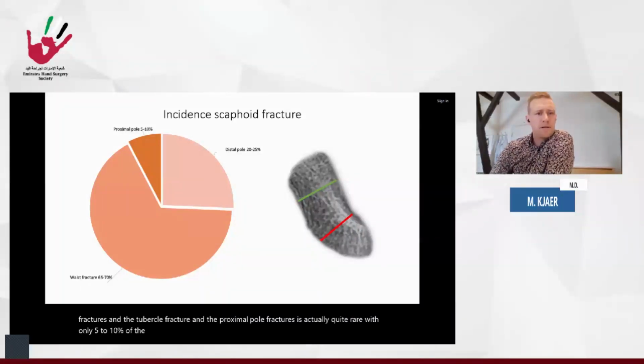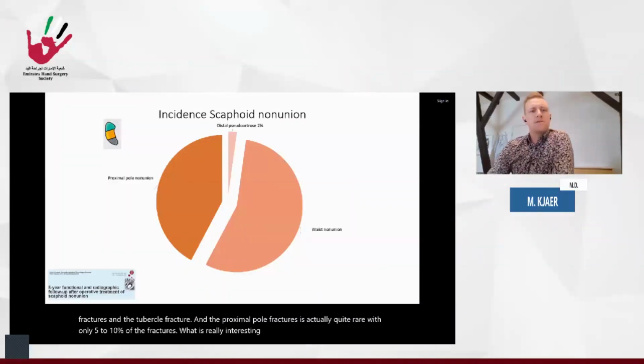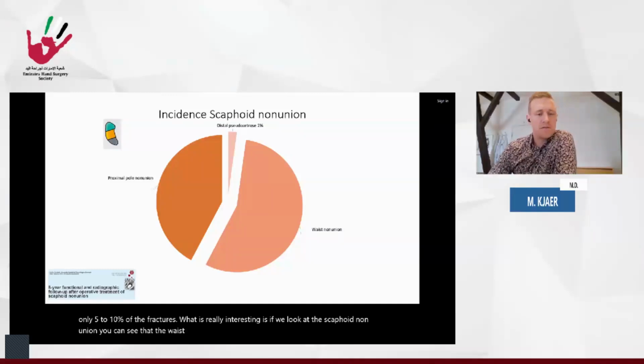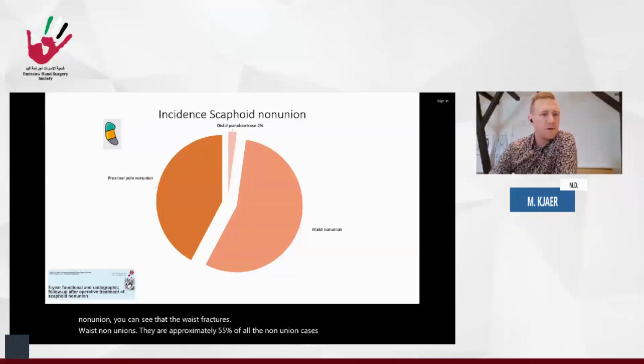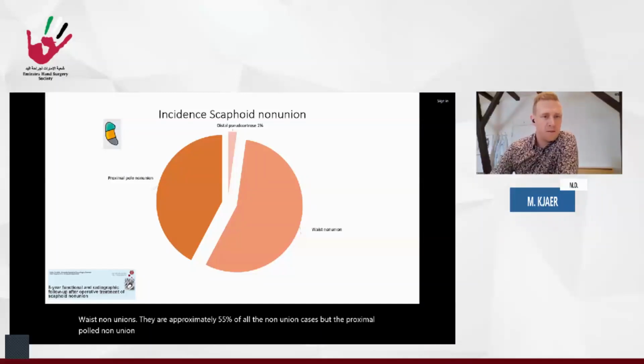What is really interesting is if we look at the scaphoid non-union, you can see that the waist non-unions are approximately 55% of all the non-union cases. But the proximal pole non-unions increase from 5 to 10% in scaphoid fractures to almost 45%. So it may give us an idea that we treat the proximal pole fractures not good enough.